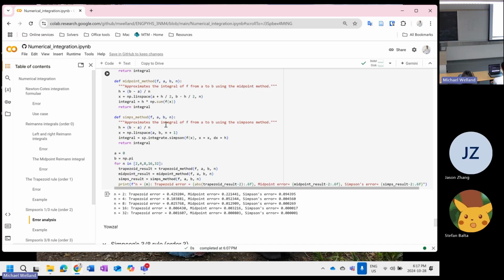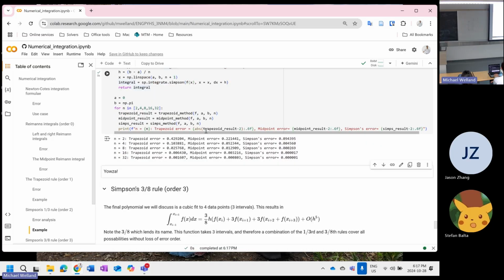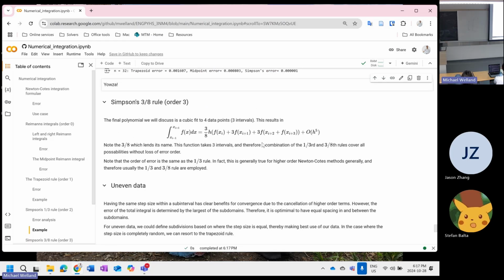So this is a super quick example. Feel free to run it on your own time. What you see is that the Simpson's error drops like a rock, which is really nice. Let me just get through this and then I'll come back to your question.